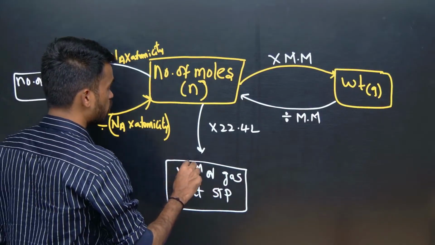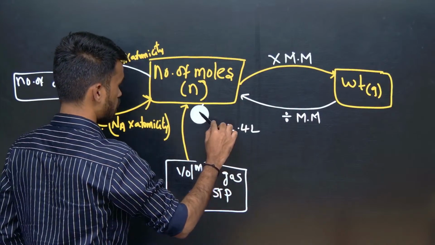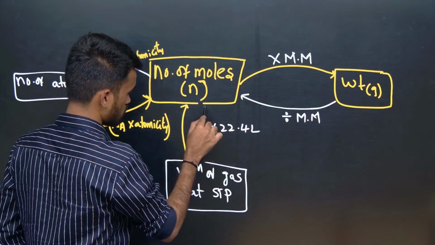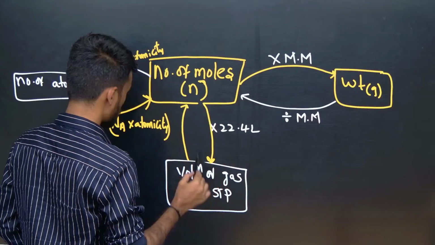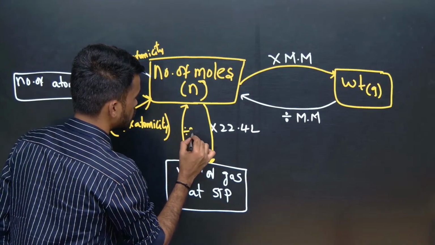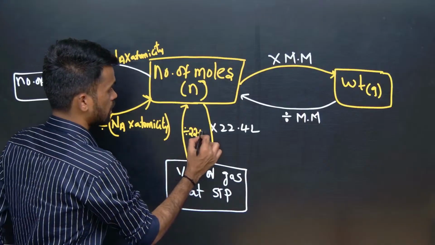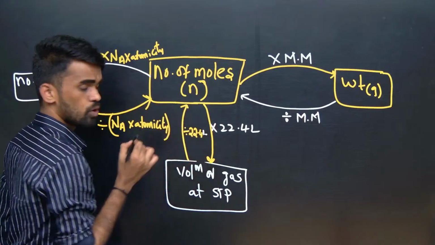Okay. If the volume of gas is given at STP, then how can we find the number of moles? Yes, tell me. Divided by 22.4. That's it, 22.4 liters. Hope it is clear now?